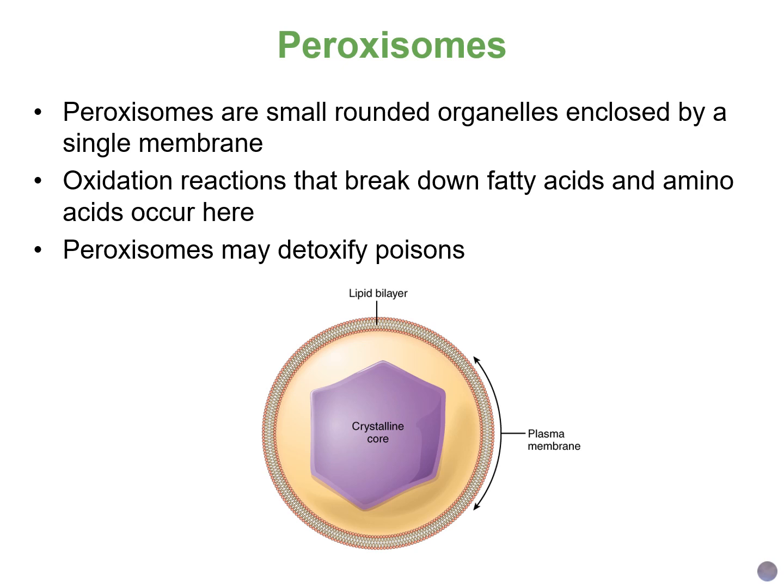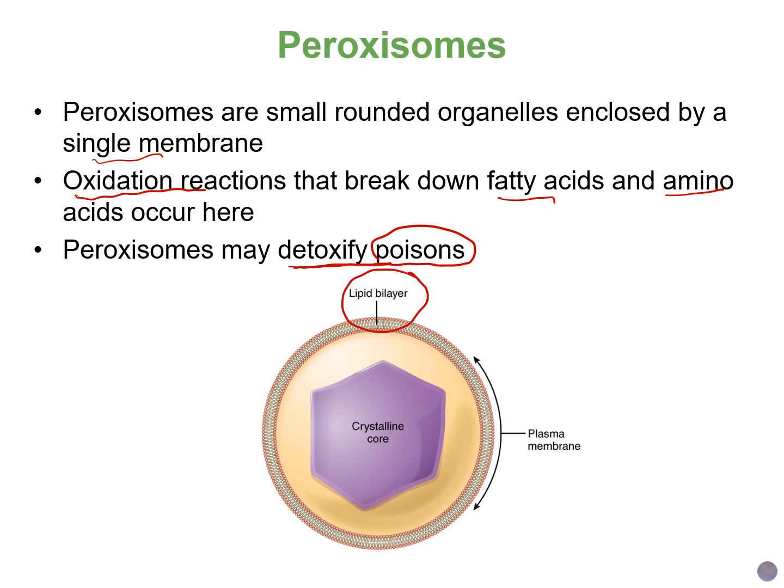Peroxisomes are another organelle found in eukaryotic cells, and they're usually small, round, and they look like a generic vesicle. They are surrounded by a single lipid bilayer, so just a single membrane layer, kind of like the plasma membrane. What happens here is they detoxify poisons, and this usually occurs through oxidation reactions. They can also use oxidation reactions to break down old fatty acids or old amino acids that need to be recycled or removed from the cell.